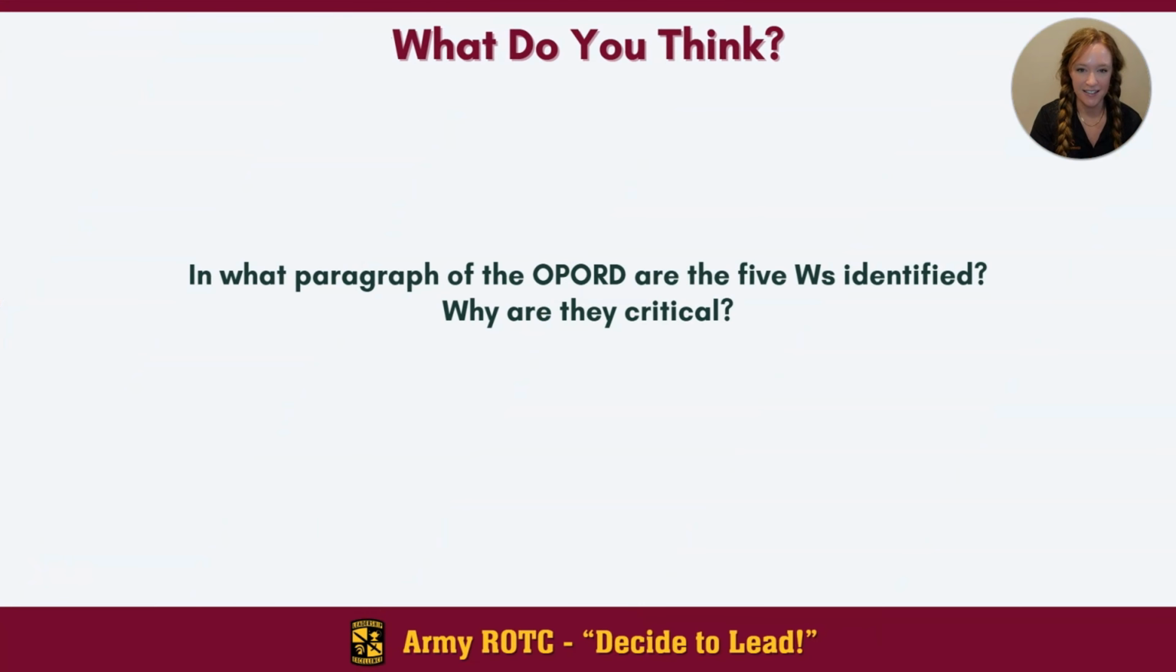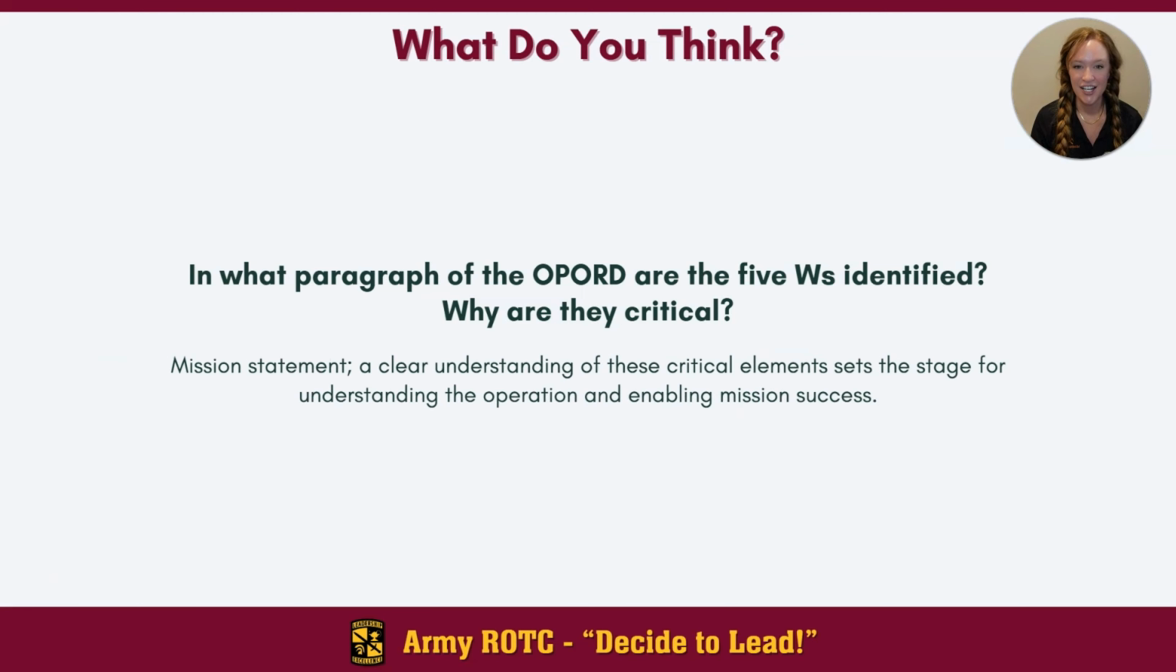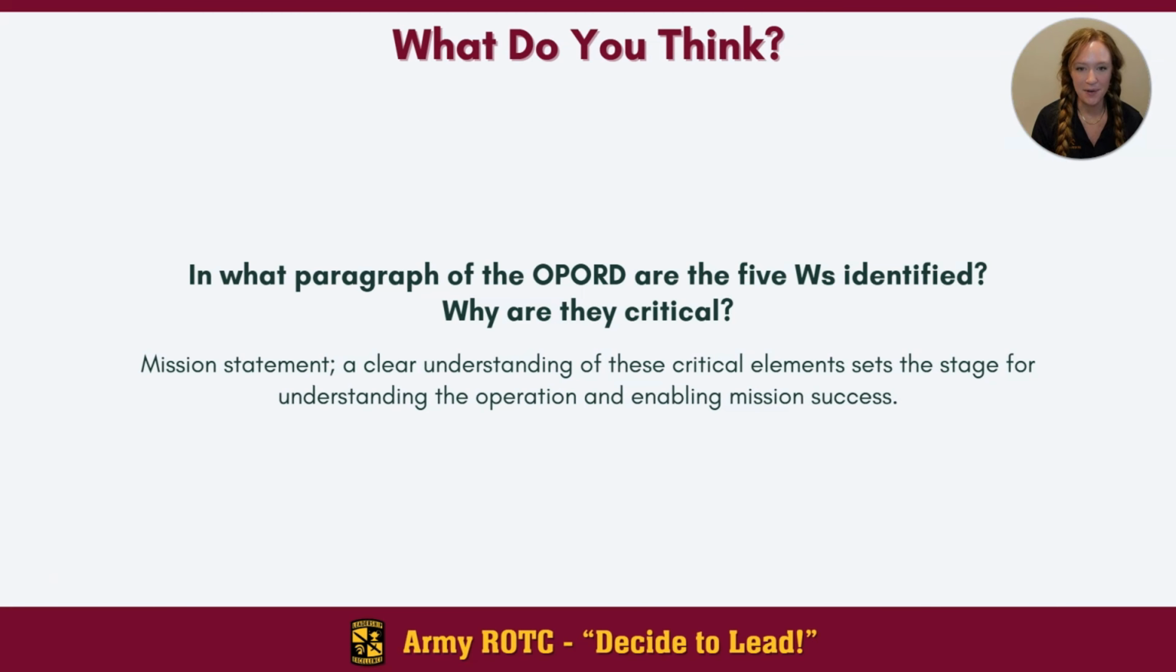So what do you think? Take what I just said, take some of the verbiage that you just heard, and what paragraph of the OPORD do you think the 5 Ws are identified? And why are they so critical? Well, if you know much about the OPORD, you already know. It's probably going to be in the mission paragraph, right? Mission statement. Now, it's critical because a clear understanding of these elements actually sets the stage for understanding the entire operation and enabling the mission success.